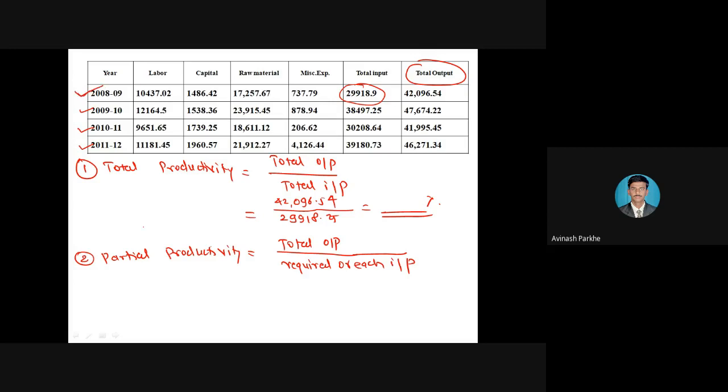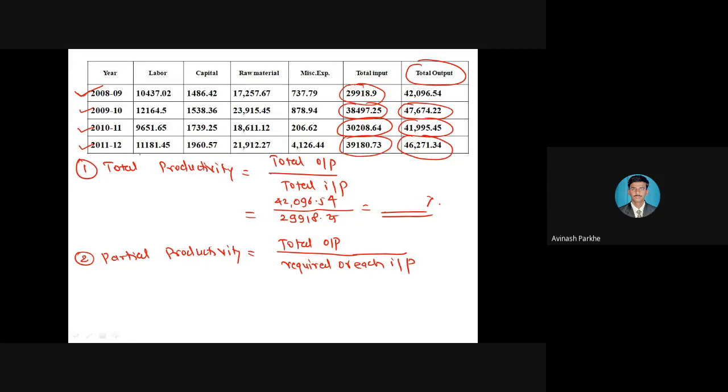8 to 9. Similarly, for 9 to 10, the total output is 47,674.22 divided by total input 38,497. You will get another percentage. Similarly, for 2010 to 11, for finding the total productivity, total output divided by total input gives another percentage in the form of productivity. And for the last academic year, 11 to 12, again in the last column you have the total output divided by total input, and you get one more percentage for 11 to 12.